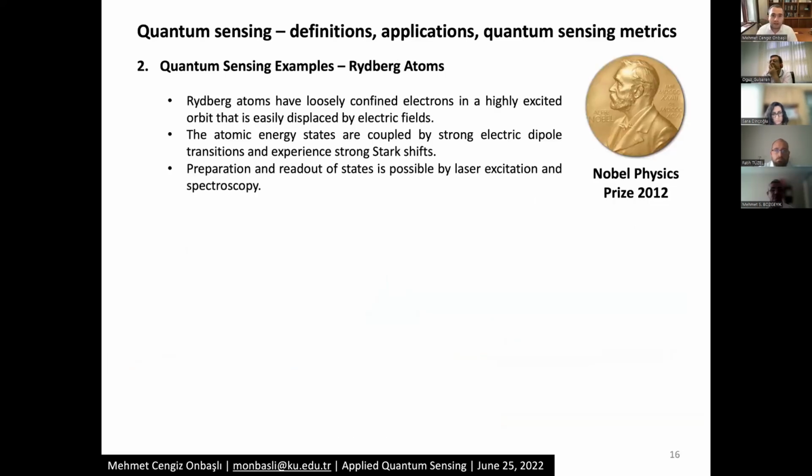Rydberg atoms can be quite interesting because you may have seen the Nobel Prize given for this research. These are loosely confined electrons. They have loosely confined electrons in a highly excited orbit that is easily displaced by electric fields. So when we have highly excited orbits, it is practically easier to displace larger spacings between energy levels. But the caveat is that the time they stay steady in those excited states will be shorter.